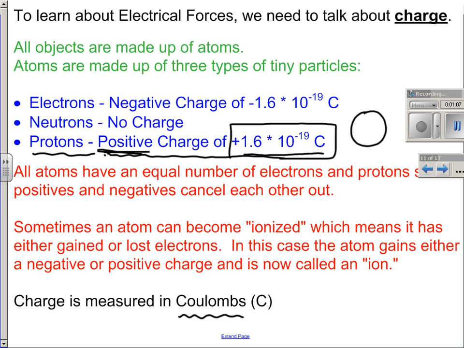So inside the nucleus of an atom, there are all these protons. Here are 4 little protons in our atom. So that's one of the 3 particles inside your atom.